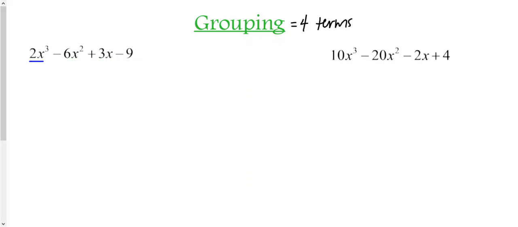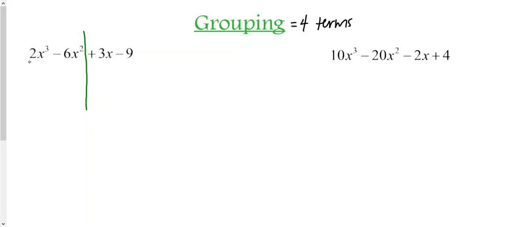No. So I don't have a greatest common factor. So now I'm on step 2 with grouping. Do I have 4 terms? Yes. So here's how we group.